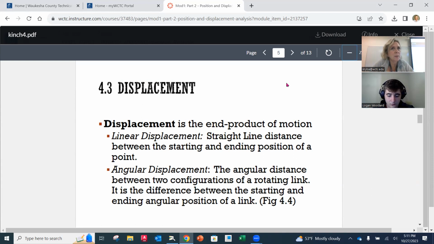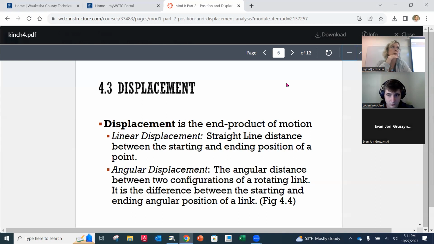And then angular displacement is when we have one of those links that is oscillating and has a fixed point. What is the angle that they move through? Okay, that's what angular displacement is.